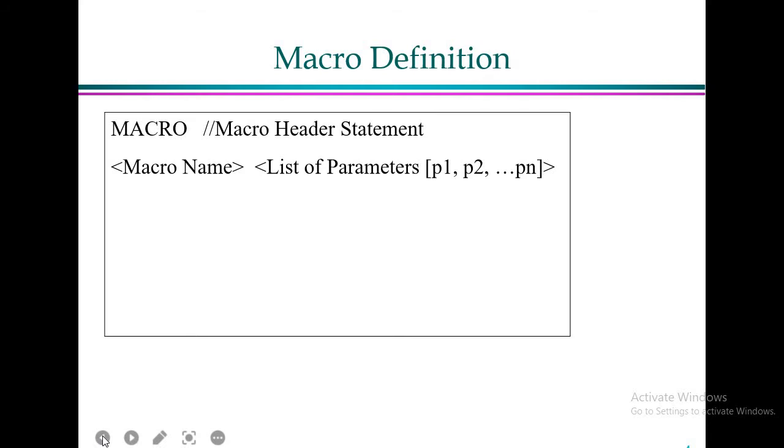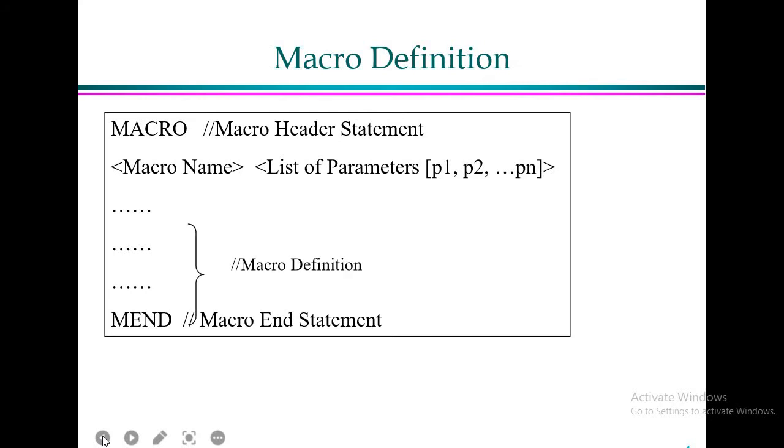Now see what is the syntax of a macro definition. First the keyword MACRO is there, that means it defines the macro, and after that the name of the macro is given, and after the name of the macro a list of parameters is given. So these are nothing but the formal parameters. And at last MEND is a keyword for showing the end of the macro statement.